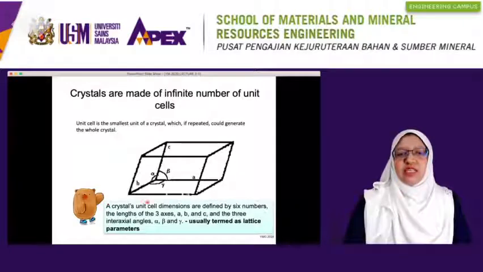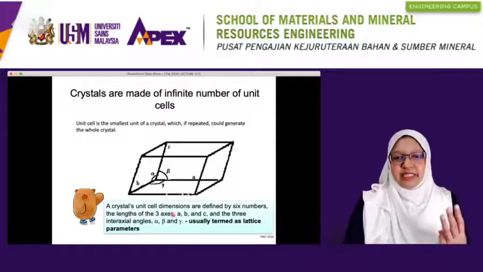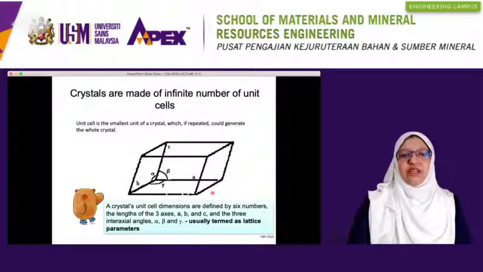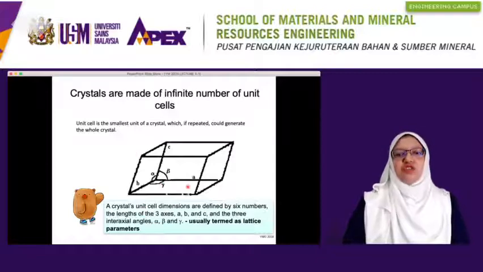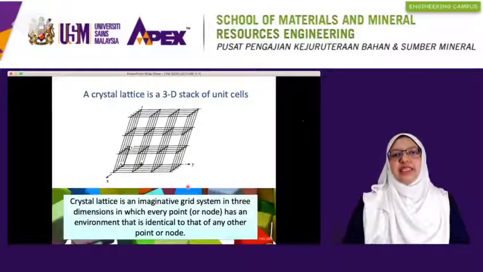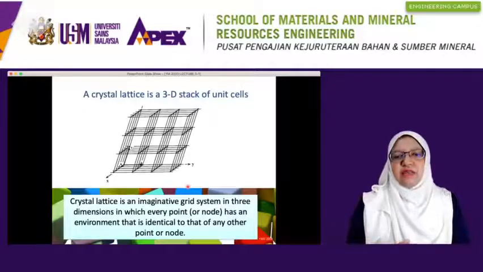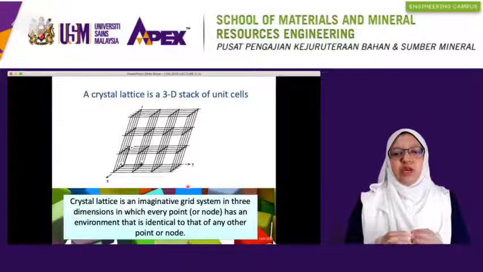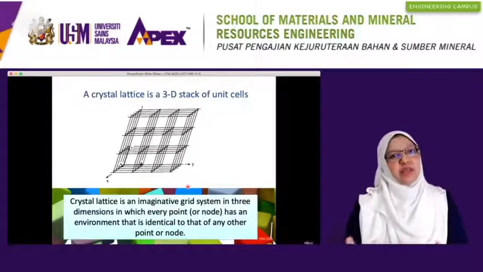A crystal unit cell's dimensions are defined by 6 numbers: the lengths of the 3 axes A, B, and C, and 3 interaxial angles alpha, beta, and gamma. These are usually termed lattice parameters. A crystal lattice is a 3D stack of unit cells. It is an imaginary grid system in 3 dimensions in which every point has an environment identical to that of any other point.